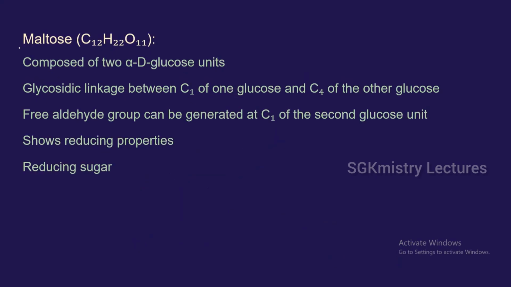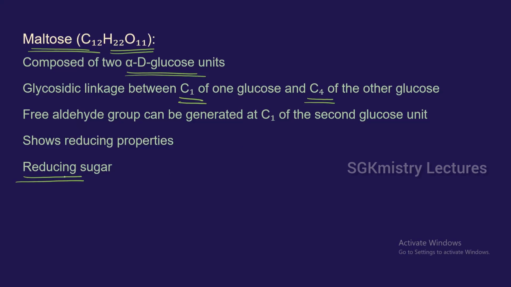Okay. Now talking about maltose. Maltose is also called as malt sugar. So it has the formula again C12H22O11 like that of sucrose. Now here, what are the different monosaccharides that are present? So in this case, we have two alpha D glucose units which are held together by the glycosidic linkage between C1 of one glucose and C4 of the other glucose. Now here the free aldehyde group can be produced in the C1 of the second glucose in the solution, and because of which it acts as a reducing sugar.